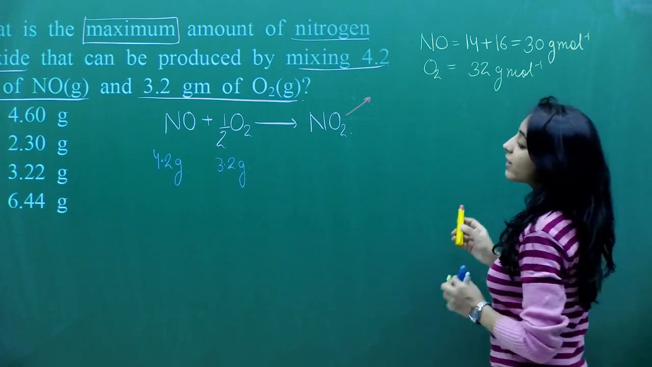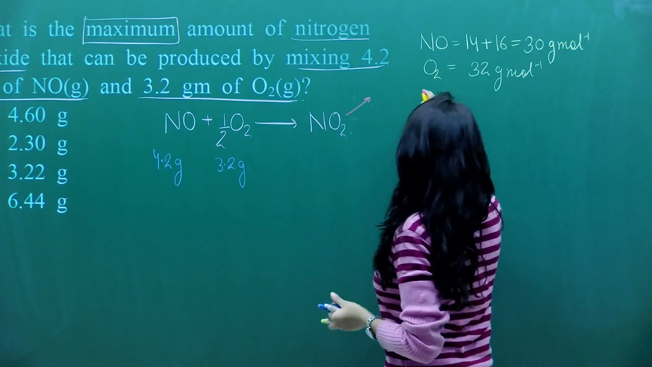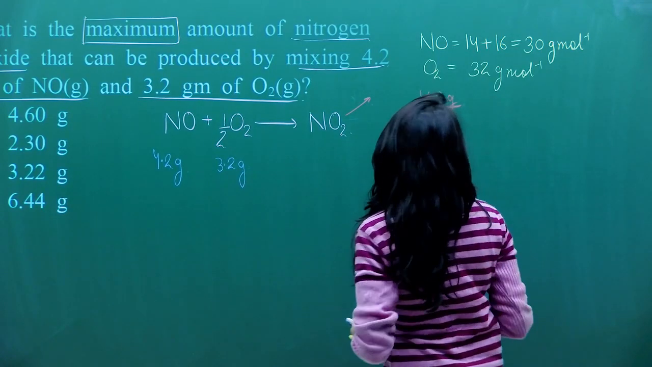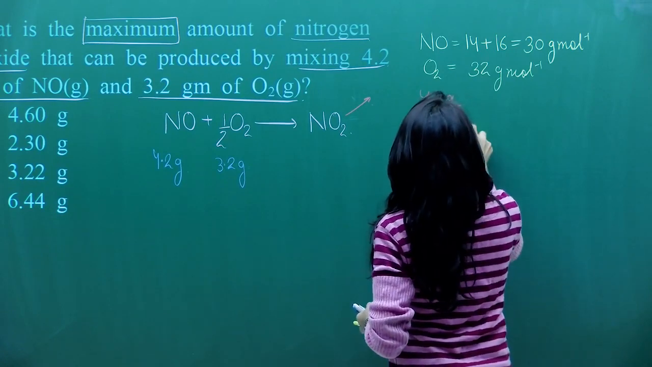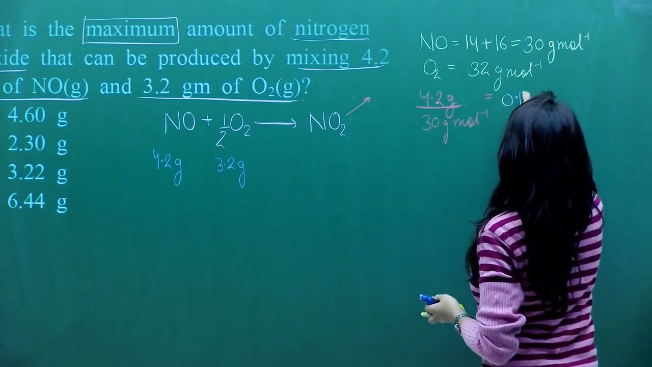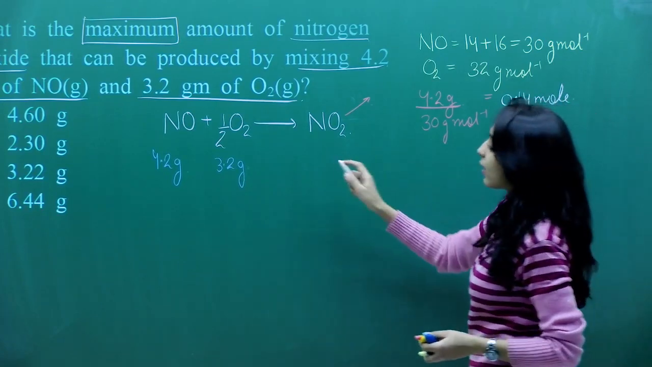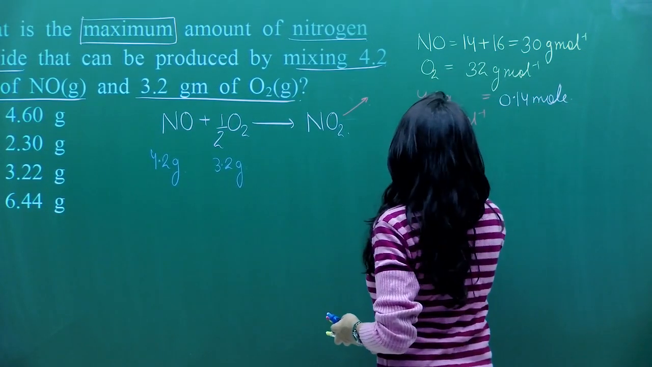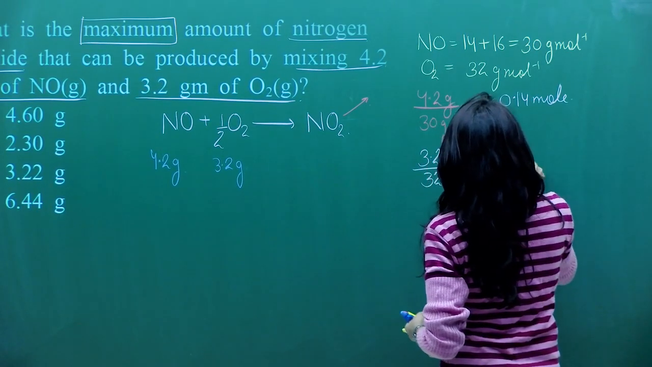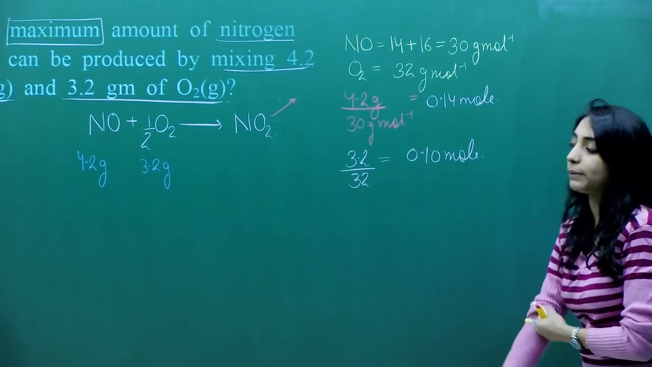Okay. Now let us find out how many moles are there in 4.2 grams of NO. So it should be 4.2 grams divided by 30 grams per mole. And if you do, the final answer will come out to be 0.14 moles. Okay. And how many moles are there of O2? O2 is 3.2 divided by 32, which will be 0.10 moles. Okay, so these are the number of moles that are given to me.